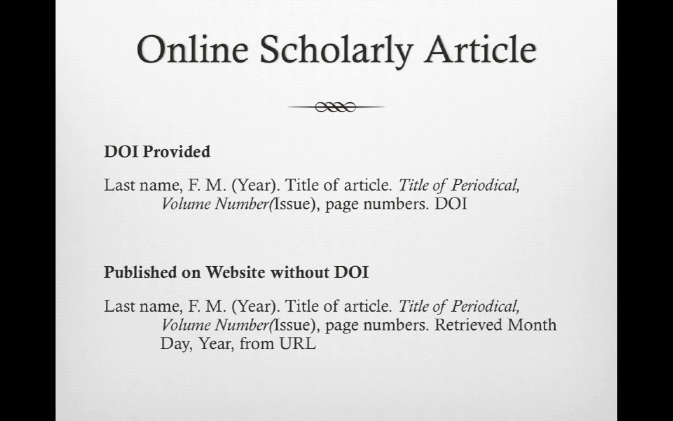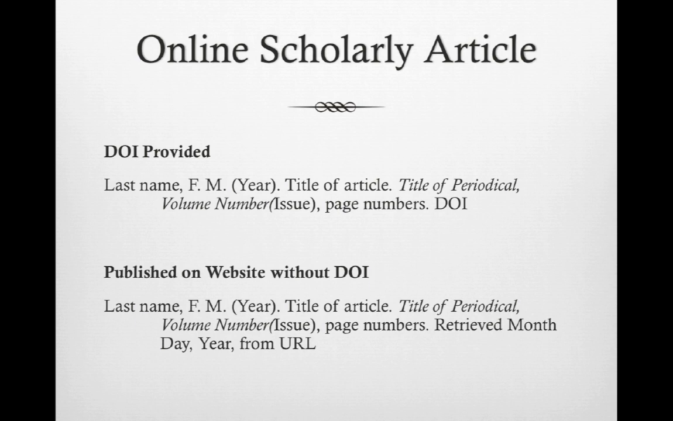The next thing you need to do is insert parentheses. Inside the parentheses will be the issue number. Make sure that there is not a space between the volume number and your parentheses with your issue number. After the issue number, you'll insert a comma and type out the page numbers. Then you'll provide a period, and after that the DOI information.